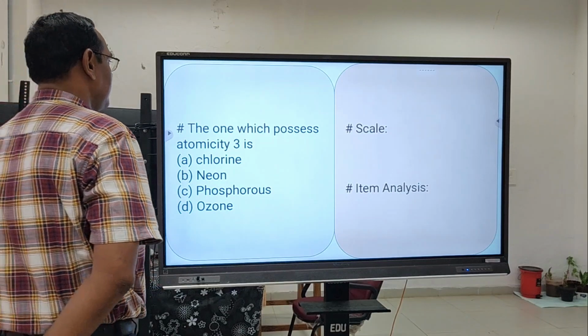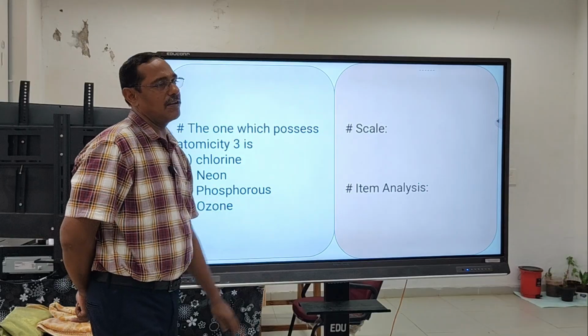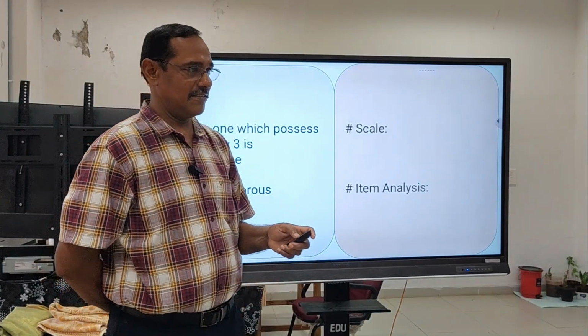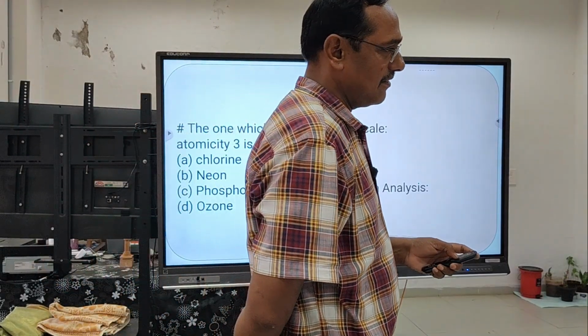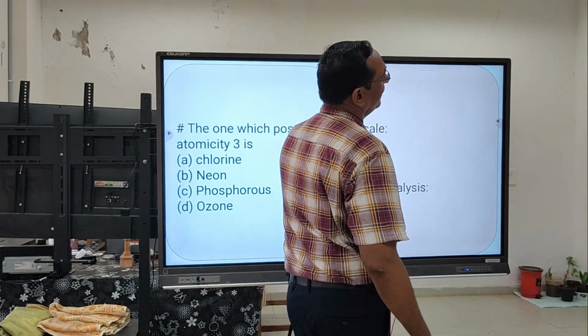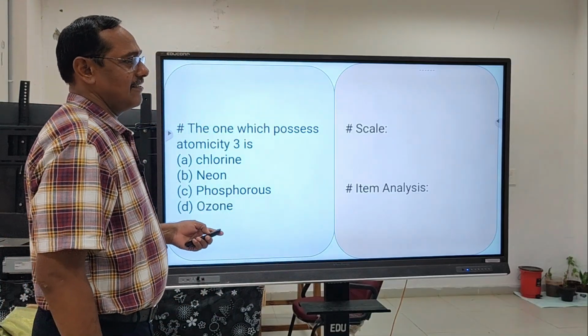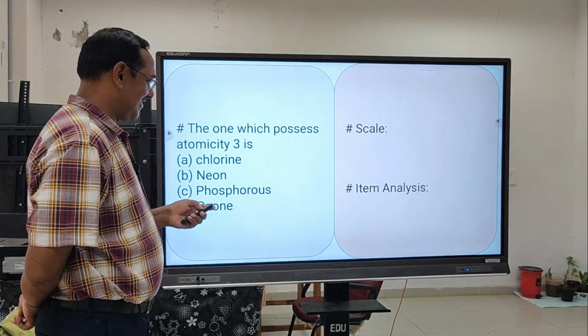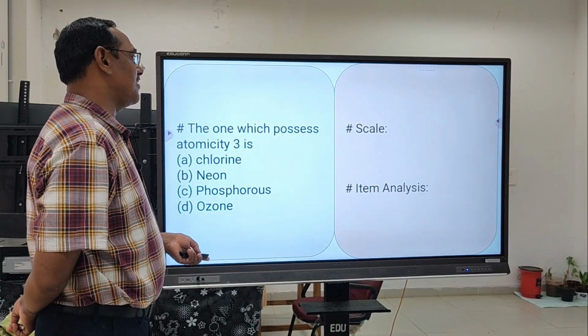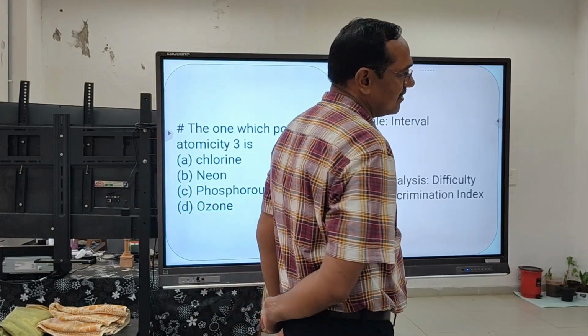The one which possesses the three options A, B, C, D: what is the scale and what is the item analysis? The answer is achievement. So this is an achievement test. You have to go for difficulty index and discrimination index.